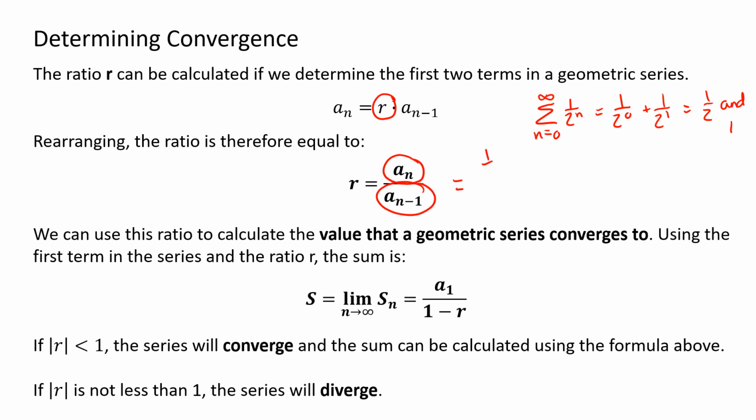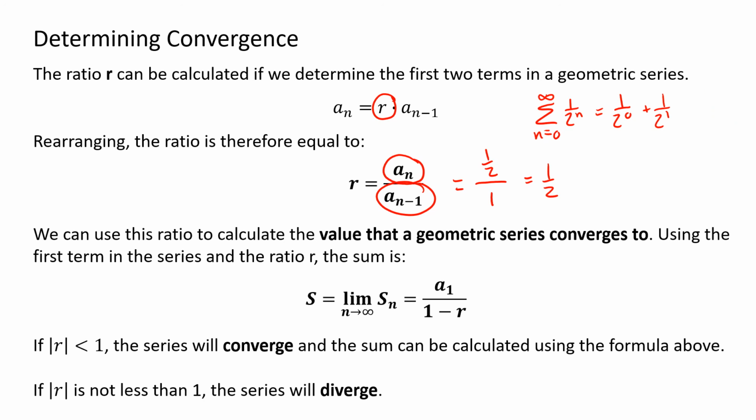So our second term is 1/2 divided by the term that came before it, which is 1. So in that case, our ratio is calculated out as 1/2. Now, for it to be a geometric series, you could do that for any of the terms, okay?